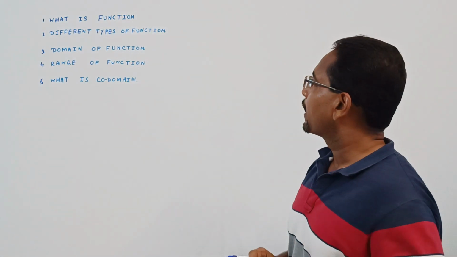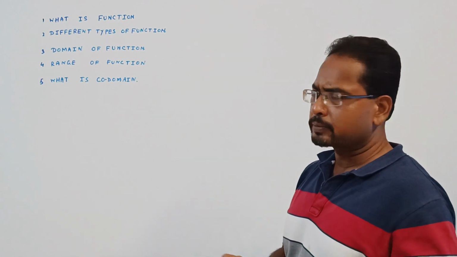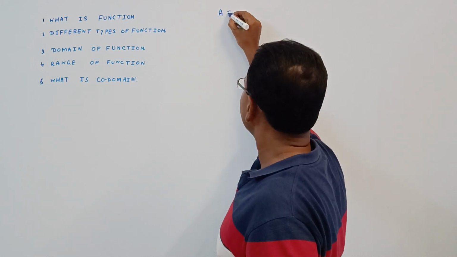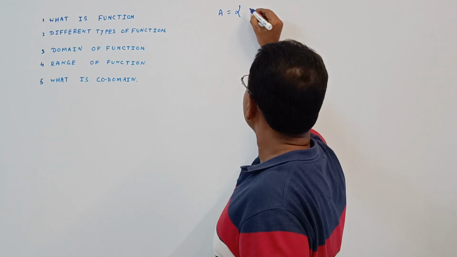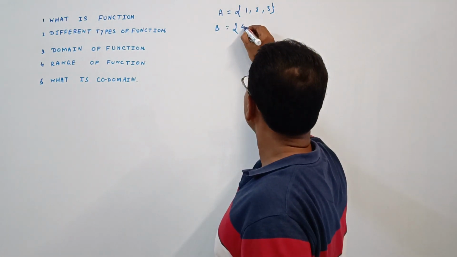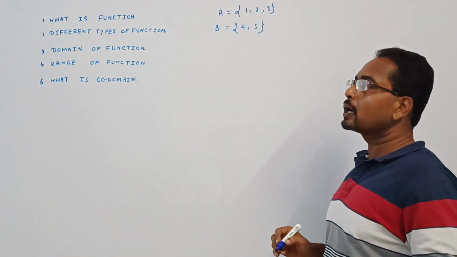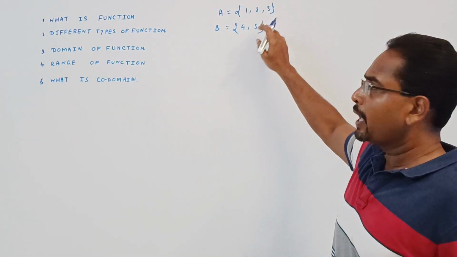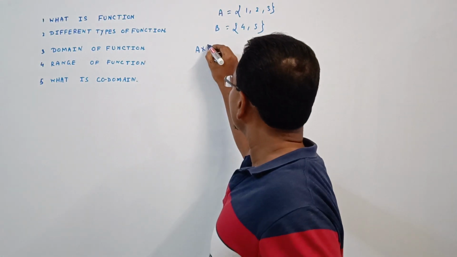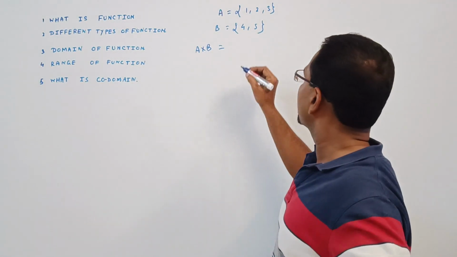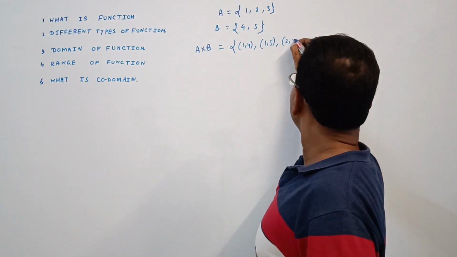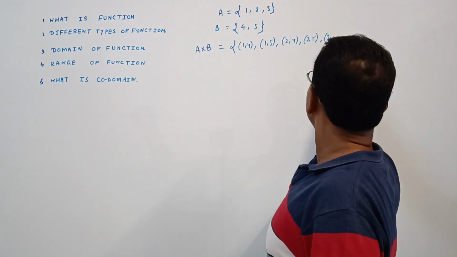So let's start by knowing what a function is. Again, let's take an example first. Suppose we have a set A in which the elements are 1, 2 and 3, and B is a set in which the elements are 4 and 5. So A and B are two sets. We learned in the last video how to find the cross product of two sets, that is A cross B. In A cross B, the elements will be (1, 4), (1, 5), (2, 4), (2, 5), (3, 4) and (3, 5).